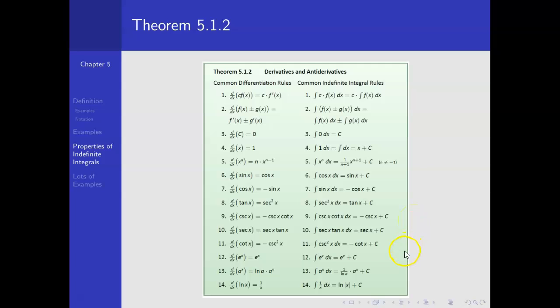And then number 12 I want to highlight here: the derivative of e to the x is e to the x. The antiderivative, the indefinite integral of e to the x dx, is e to the x plus a constant for the antiderivative. And then for 1 over x, number 14 here, the integral of 1 over x dx gives us the natural log of absolute value of x plus c. Don't forget that absolute value.